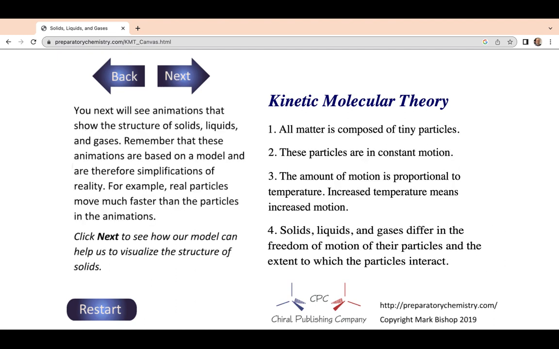And finally, number four, we're going to see in the following animations the structure of solids, liquids, and gases. We have to remember that these animations are based on a model and are therefore simplifications of reality. For example, real particles are going to be moving much faster than the particles we see in the animations. We have to keep in mind that it's just a model. According to kinetic molecular theory, solids, liquids, and gases differ in the freedom of motion of their particles and the extent to which these particles interact. That's the fourth part. Let's continue and look at solids, liquids, and gases.